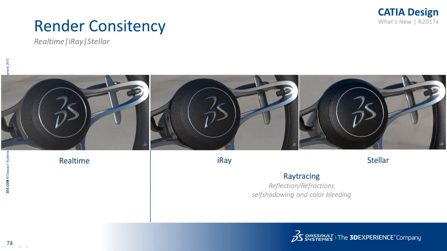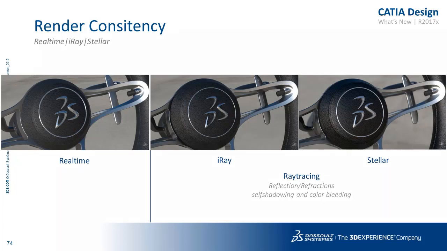The Stellar render engine purposely utilizes the CPU for ray trace rendering, as it is really staged for future CPU cluster rendering. So you do have the option in CATIA to go with iRay, which is GPU, and Stellar, which is CPU. And it's just a simple pull down preference. So you have your choice of render engines.